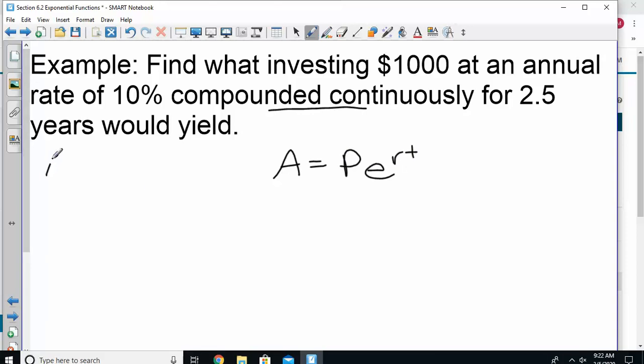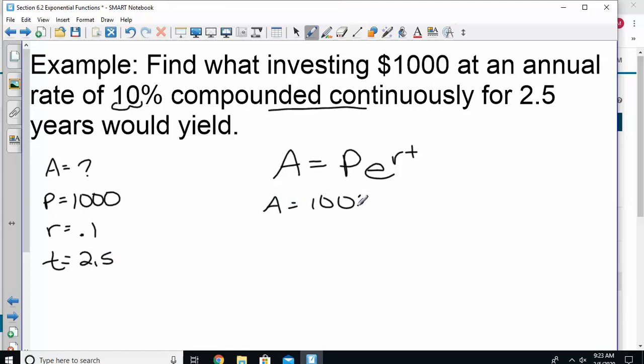Okay, what is my A here? Do we know? No. What is my P? The 1,000. My r would be 0.1. And my t is 2.5. A equals P, 1,000, e to the 0.1 times 2.5 power.